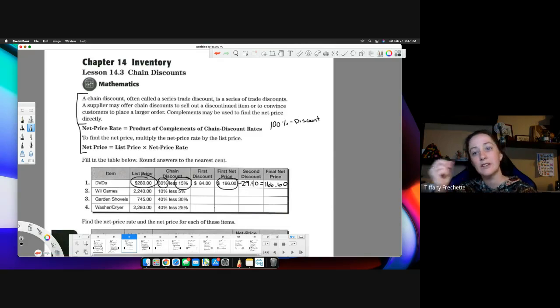So you're calculating it twice. You multiply the list price by the first percentage, and that gives you your first discount. Then subtract the discount from the list price to find your first net price. Then you multiply that again by your second discount to find your second discount amount, and subtract that one more time to find your final price. So we just have to do it twice on this one. We'll start using the formula with the product of complements of a chain discount rate down below in the next table. This one, they want you to go a little bit slower.